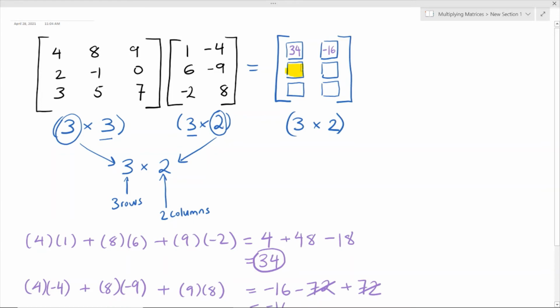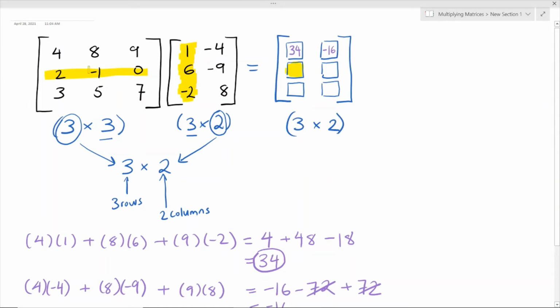Now we're trying to find out what goes in here. In order to do this, we need to recognize that this box is in the second row of the first matrix and the first column of the second matrix. When we look at rows, we look at the first matrix being multiplied. So the second row in this matrix is right here, and the first column of the second matrix is right here.